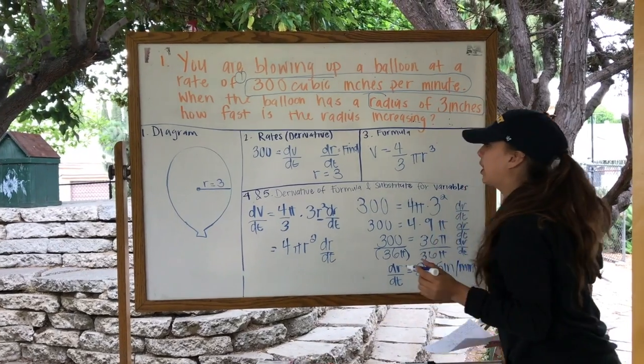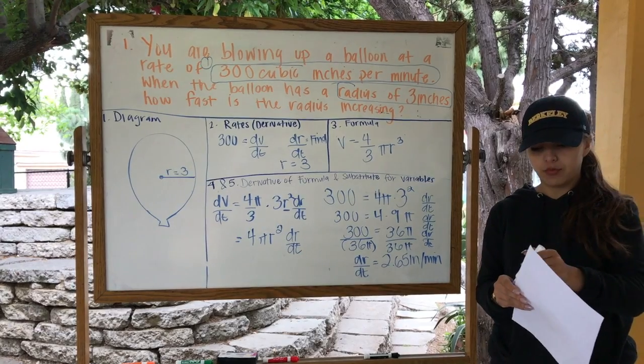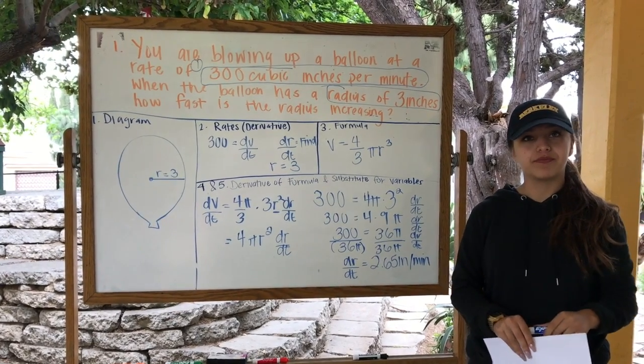So basically that means when the radius is 3, the radius is increasing at a rate of 2.65 inches per minute.